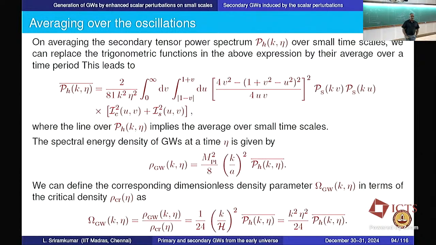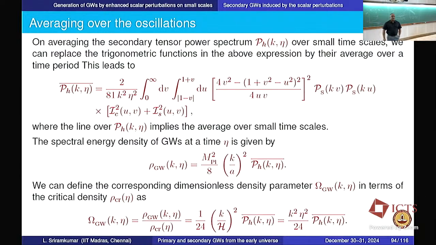And you want to construct the dimensionless spectral energy density of secondary gravitational waves. That is not difficult to construct. That is given by this. So it is essentially given by this expression here, where P_h of k is given by this.